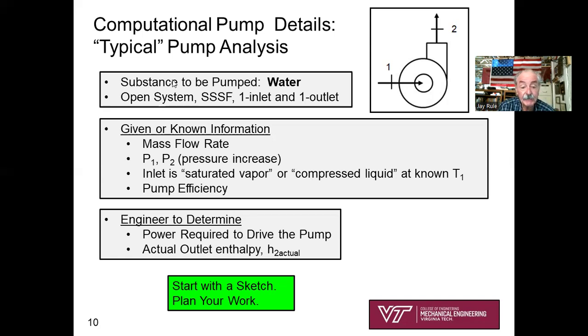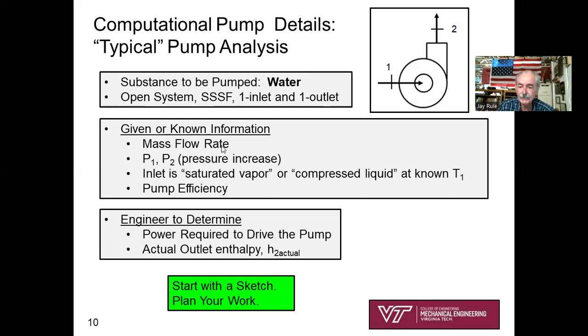So typically the substance to be pumped is going to be water. For power plant operations, many processes, very common processes around your house, you're pumping water. Okay, so you got it. All right, water. My pump is an open system, steady state, steady flow, one inlet, one outlet. Got it. What are you typically given or know about your computation?